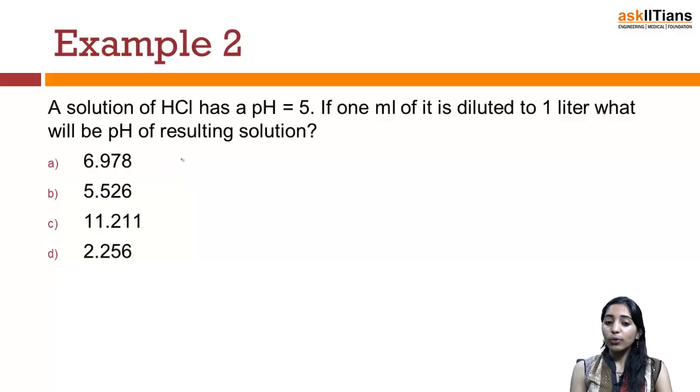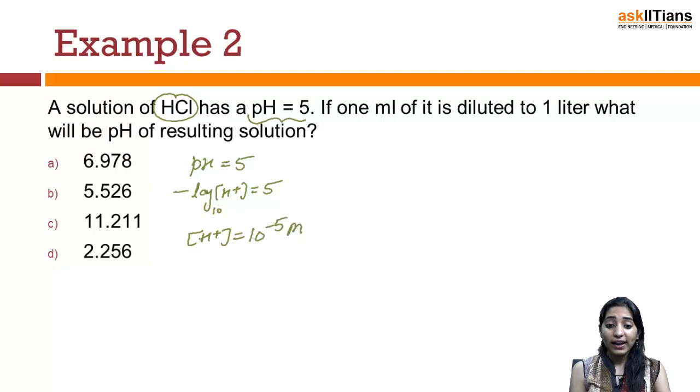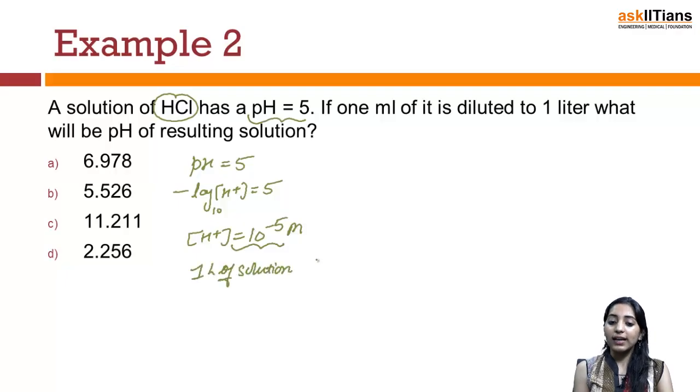He says that you have a solution of HCl and it is found to have a pH of 5. So if the pH is given as 5, I can say minus log of H positive is 5. This is log to the base 10. So I can say that the concentration of H positive is 10 to the power minus 5 molar. So this says that 1 liter of such a solution has the H positive ion concentration as 10 to the power minus 5 moles.